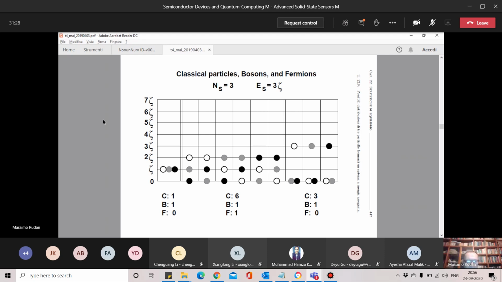This is what happens in the classical case. The classical case is the case in which the particles of the system can be distinguished from each other. However, it happens that microscopic particles are not distinguishable. All electrons are equal to each other. There is no way to color the electrons in a system, okay? So all electrons are equal.